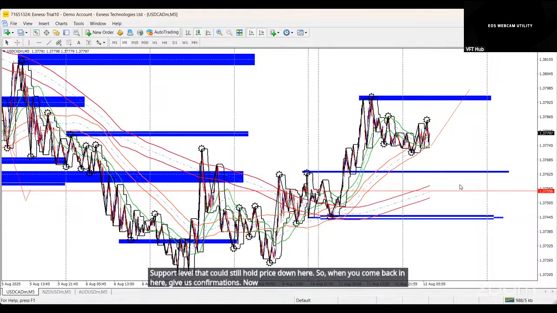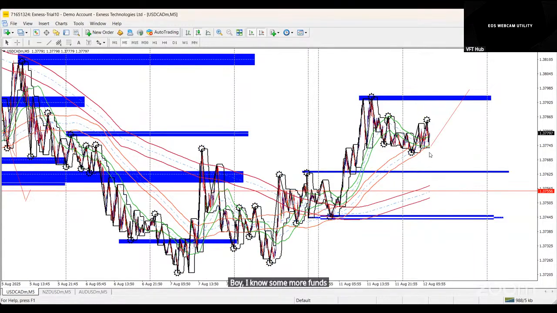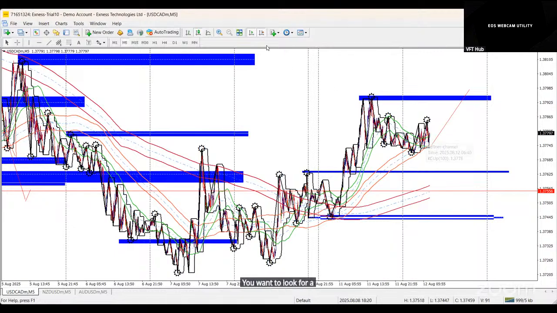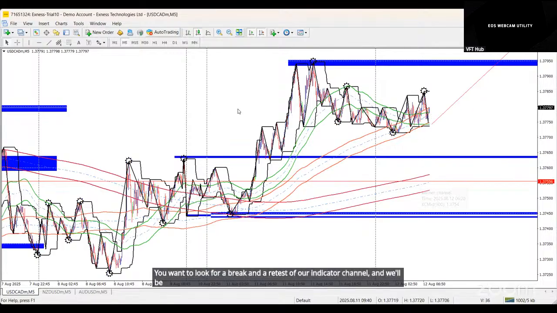Now, for now, we cannot pinpoint exact confirmations we want to see because price is currently not at our point of interest. I'd have loved to do that. But I know some of us are traders, so when price eventually returns into the zones, you want to look for your confirmations. For those of us who are FXB students, you want to look for a break and a retest of our indicator, our Keltner channel, and we'll be looking for buy opportunities on USD CAD.